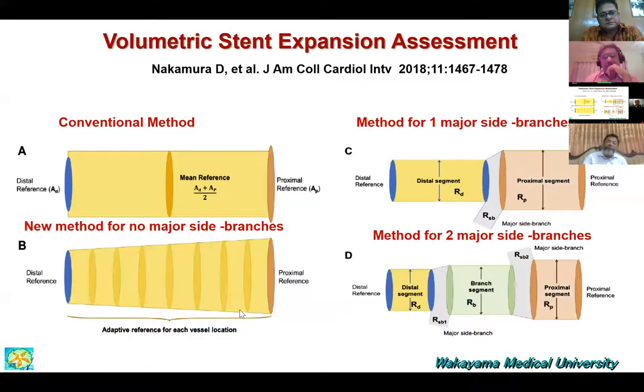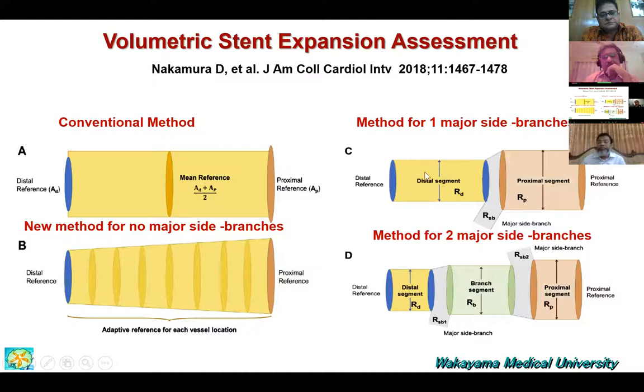We do not have a big branch in this distal vessel, right? Then, previously we thought about the conventional method, how to measure the under expansion. But if there is no branch, we have to think about the gradual size mismatch here, right? Proximal should be bigger, right? And gradually change. And also, if there is a big branch on the right-hand side, the vessel size suddenly changes, right?